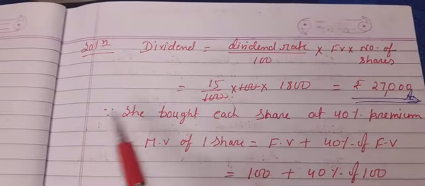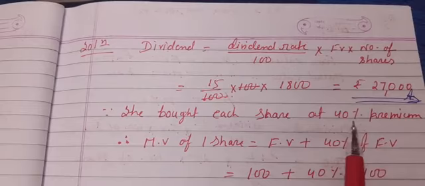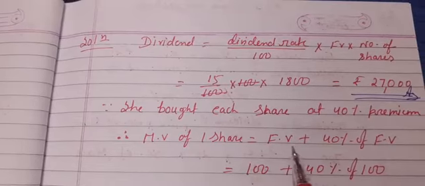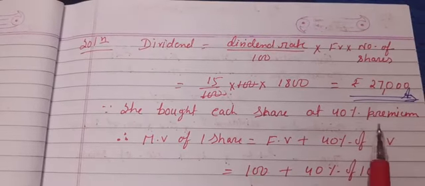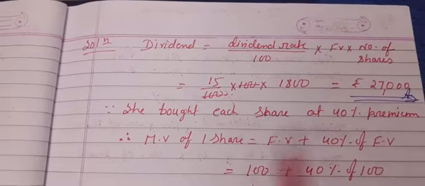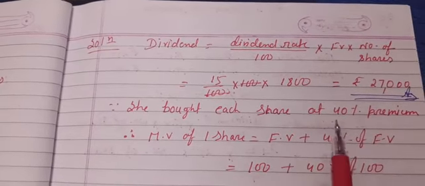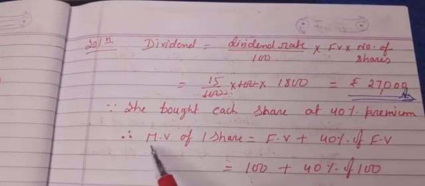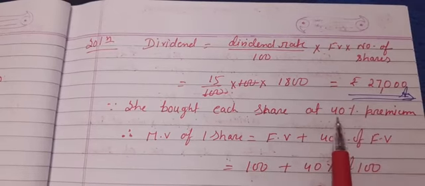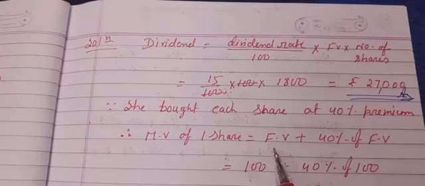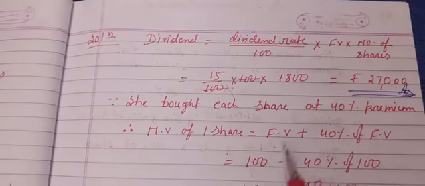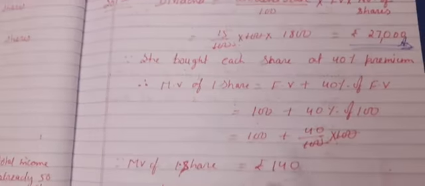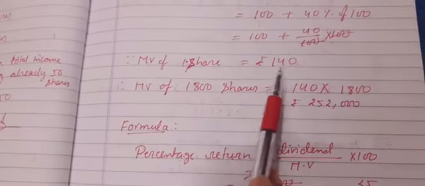Since he bought each share at 40% premium, what is the market value of one share? Market value of one share is face value plus 40% of face value. As you know, premium means plus, so market value will be more than face value. If there is a 40% discount, then we have to subtract, and if it is written at par, it means market value is equal to face value. But here 40% premium is written, that's why we have added face value plus 40% of face value. Face value is 100 and 40% of 100 is 40. So 100 plus 40 is rupees 140. It means the market value of one share is rupees 140.